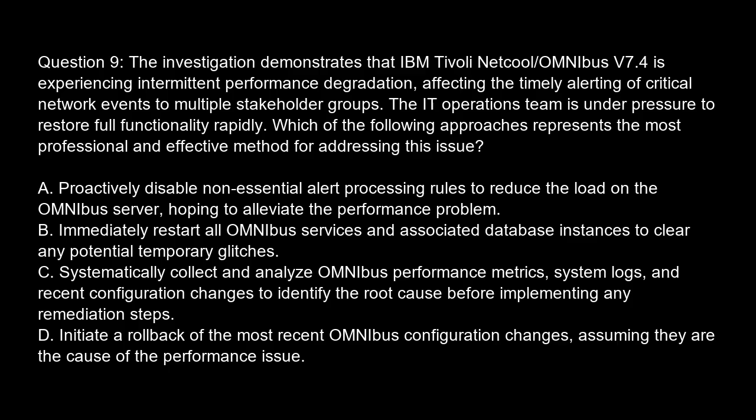Option A. Proactively disable non-essential alert processing rules to reduce the load on the OMNIbus server, hoping to alleviate the performance problem. Option B. Immediately restart all OMNIbus services and associated database instances to clear any potential temporary glitches. Option C. Systematically collect and analyze OMNIbus performance metrics, system logs, and recent configuration changes to identify the root cause before implementing any remediation steps. Option D. Initiate a rollback of the most recent OMNIbus configuration changes, assuming they are the cause of the performance issue.